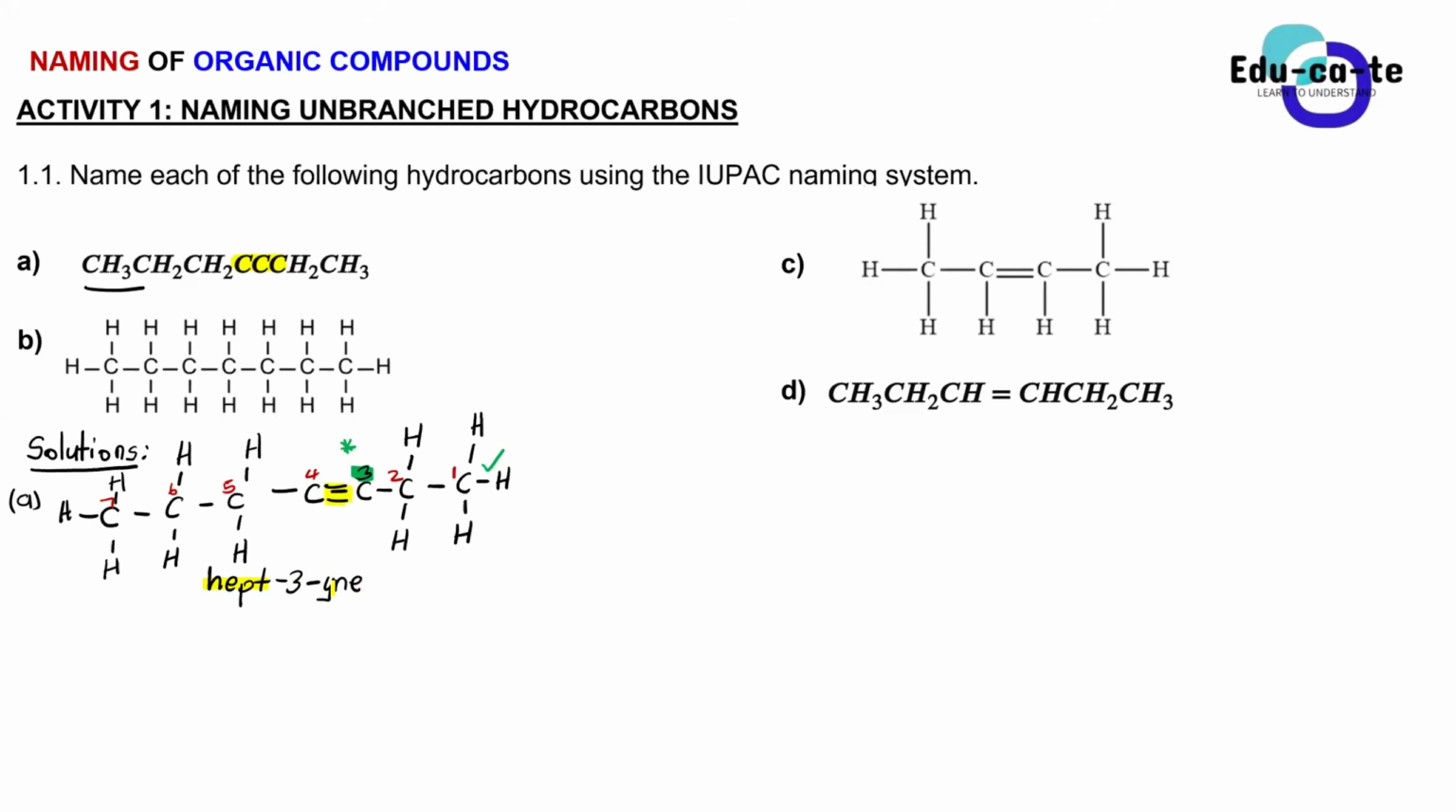And then the last part of the name must indicate the homologous series to which this organic molecule belongs. In this case, this organic molecule has a triple bond, so it means it's an alkyne, hence the suffix -yne, which is "-ine" at the end. So good on that one.